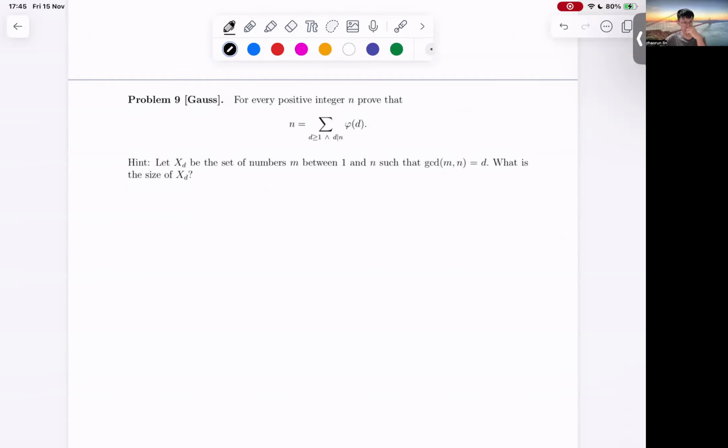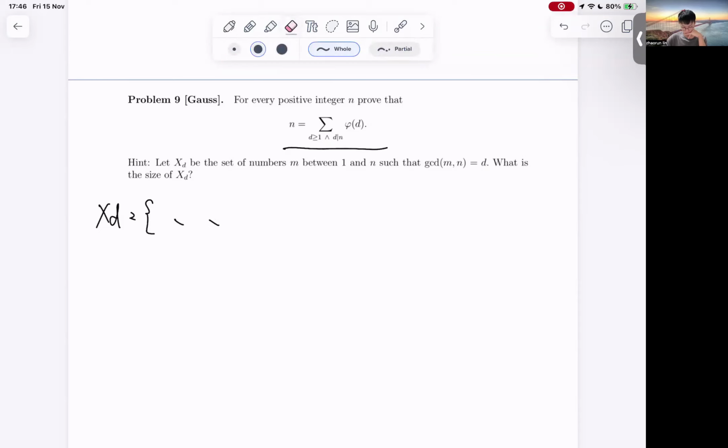So let's move on to problem 9. And for problem 9, we are trying to prove that for every positive integer n, this relation holds. And there's a hint that we should consider the set X_d. So we denote X_d to be the set of numbers m between 1 and n, such that its greatest common divisor with n is d.